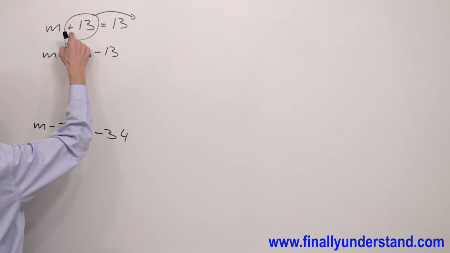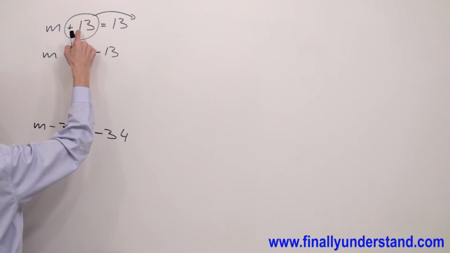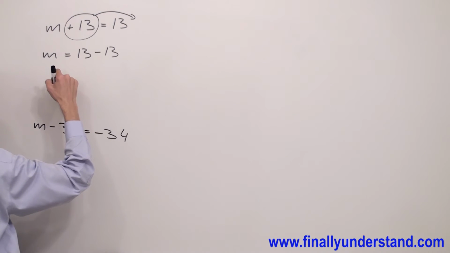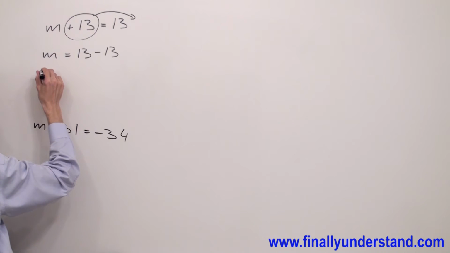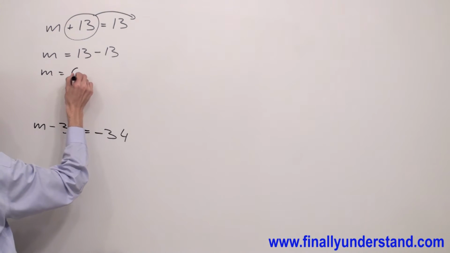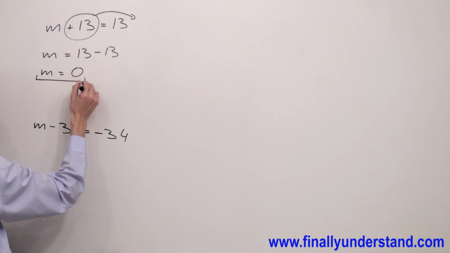Remember, we have to change the sign anytime we move a number or variable to the other side of the equal sign, while the rest of the equation stays in its original position. And I'm going to have m equals 13 minus 13 is equal to 0. This is the solution to my problem.